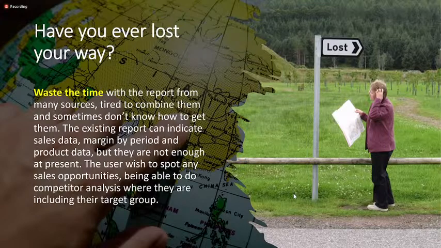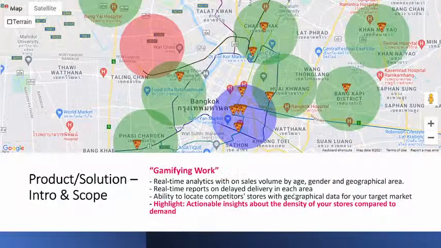From the requirement to the solution: gamifying work, real-time analytics on sales volume by age, gender, and geographical area, real-time reports on delayed delivery in each area, the ability to locate competitor stores with geographical data for your target market, and highlighting actionable insight about the density of your stores compared to demand.